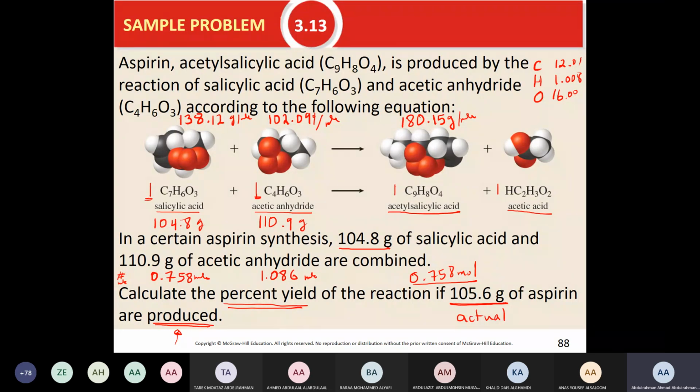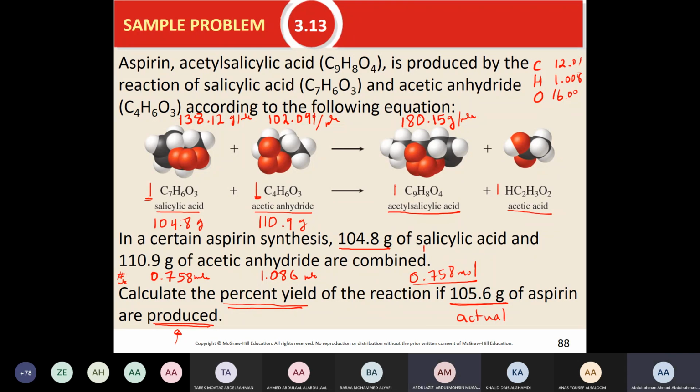Can you change this into gram? Yes. Okay, give me what will be the mass in gram. Multiply by 180. Exactly. 0.758 multiplied by 180.15. What's the answer?